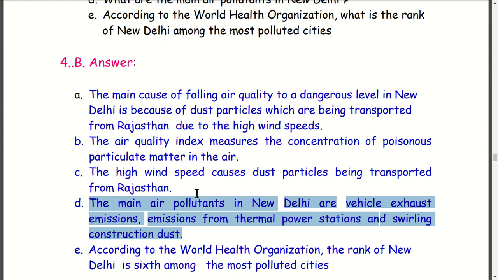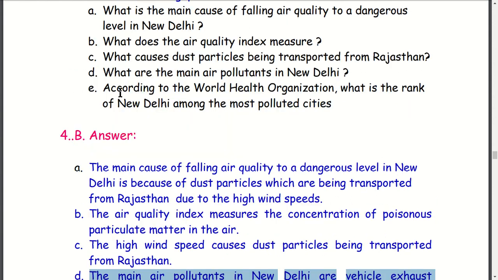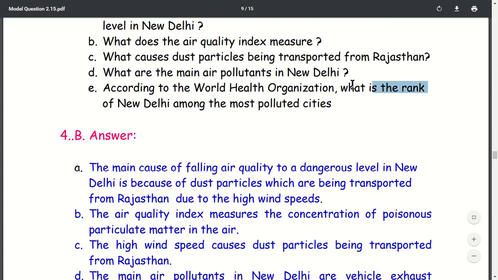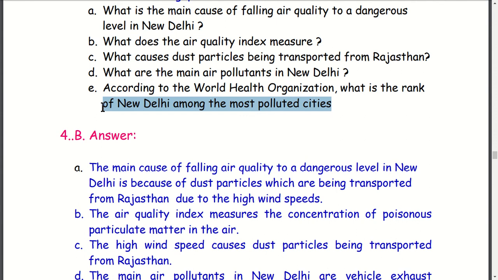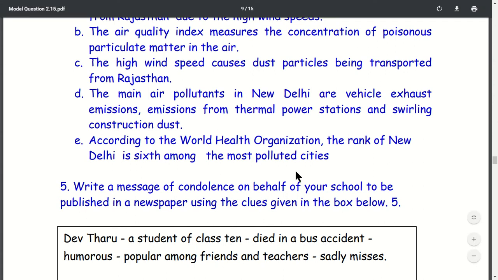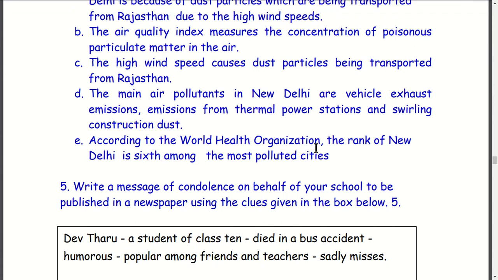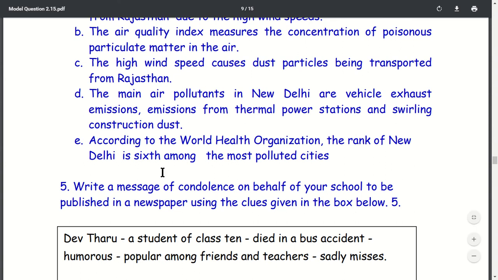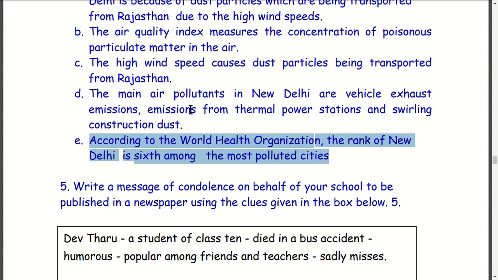Question number E. According to the World Health Organization, what is the rank of New Delhi among the most polluted cities? According to the World Health Organization, the rank of New Delhi is sixth among the most polluted cities. This is the last question of the reading seen and unseen text. I finished reading here.